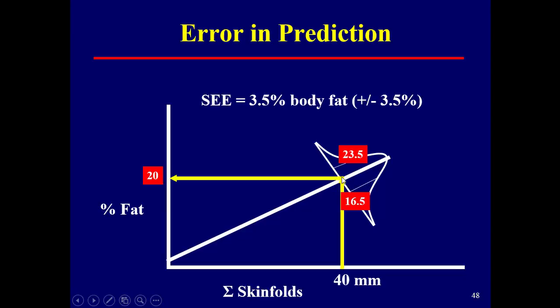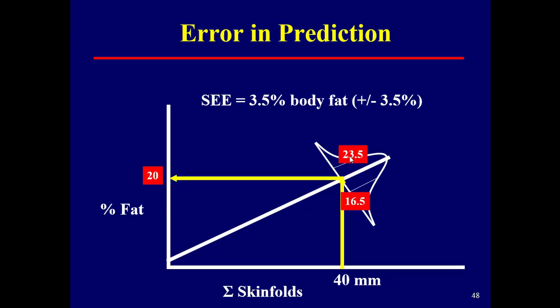Well, the standard error is the same thing. The standard error of the estimate, though, is not error around the mean. The standard error of the estimate is the error around the prediction. So we can say that although we predict your body fat is 20%, 68% of the time, your actual body fat is going to be between 16.5 and 23.5% fat. So that, in a nutshell, is an interpretation of the standard error of the estimate.